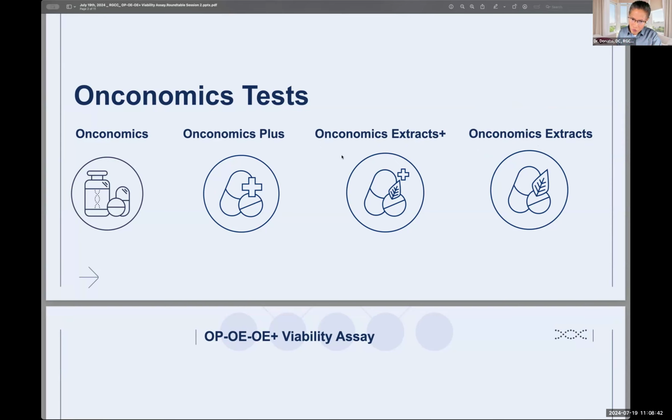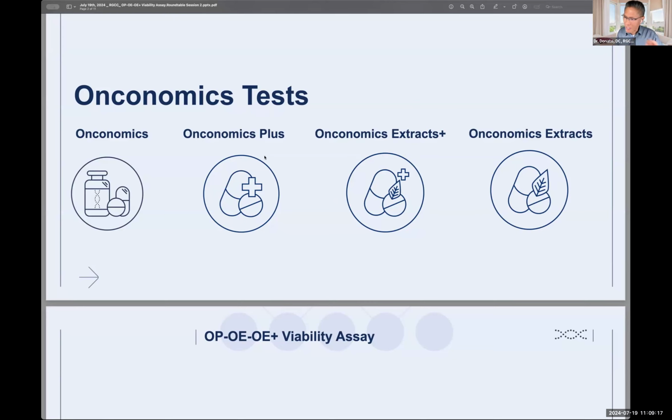So you need to make sure that when you do a follow-up Onconomics 9 to 12 months later after the baseline, then you order the Onconomics plus or extracts plus, one of these two. If a patient is no longer on chemotherapy or any conventional treatments, you may just order the Onconomics extracts plus, because really, if you have the drug chemosensitivity, what are you going to do with it? Oncology is done.